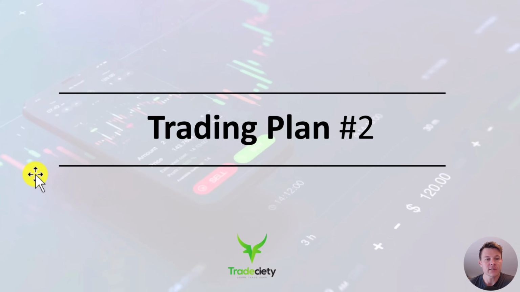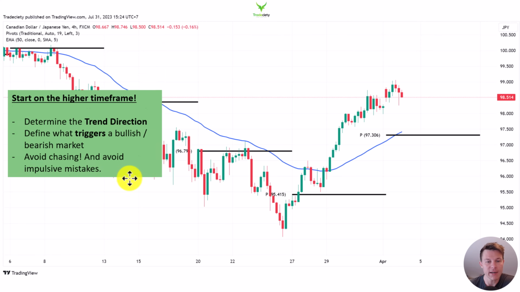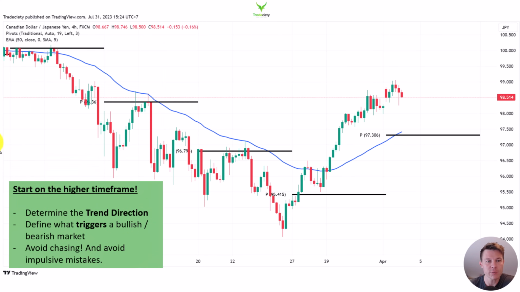Let's take a look at trading plan number 2 and another example of how we can create a trading plan. We're starting on the higher time frame, and here we also want to identify the trend direction. And what do we see? The market started here with a downtrend. The market trended lower. We are using here the 4-hour, and this is the 50 EMA.